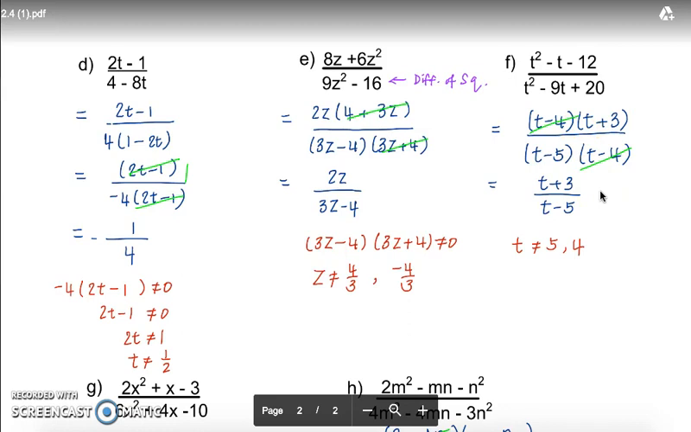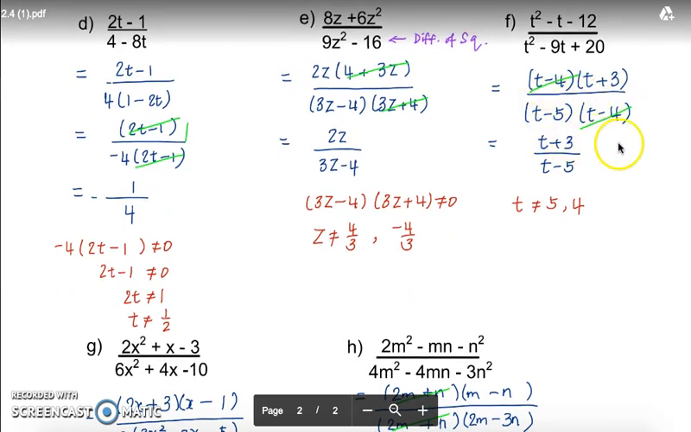What are the restrictions? Take a look at the denominator. You have t minus 5, so 5 will make this 0. Or from t minus 4, 4 will make this 0. Therefore, your restrictions are t not equal to 5 and 4.